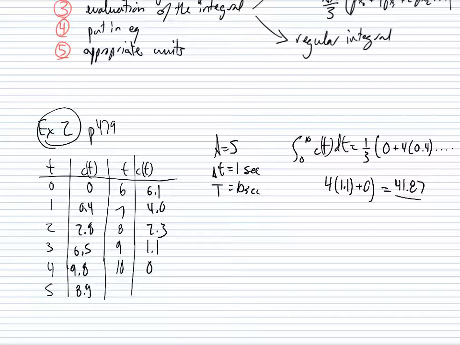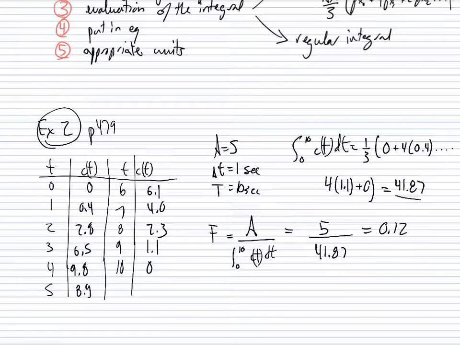Remember, the 41.87 is not your final answer, because the blood flow, or the flow, is the amount of dye over your integral, so C of t dt. And since we were given 5 as our A originally, and then we have our integral equals 41.87, you get 0.12 liters per second, and you can manipulate that in any way, shape that you would like.